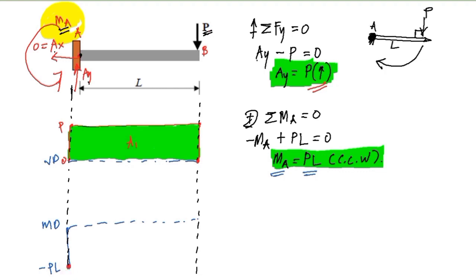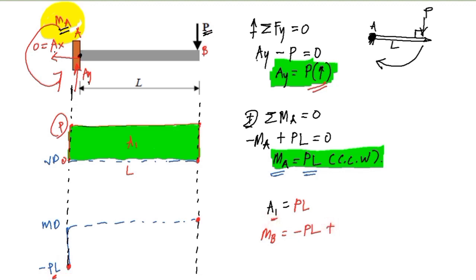So, computing for the value of the area 1, we have area 1 is equal to, since rectangle lang ito, we have the magnitude of T and the length of L. So, the area 1 is equal to PL. And as you can see, we have here the moment at point B. Ang moment natin sa point na to is just equal to the negative PL. Ito yon, yung moment natin at point A. And ipa-plus natin yung area 1.